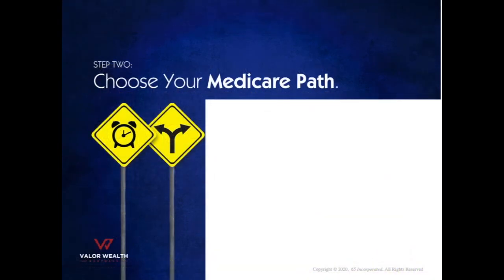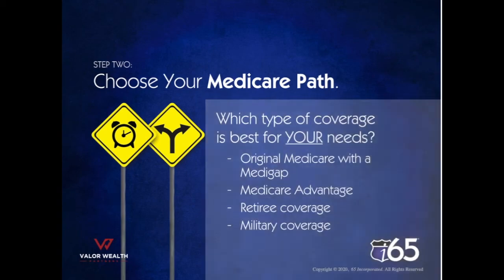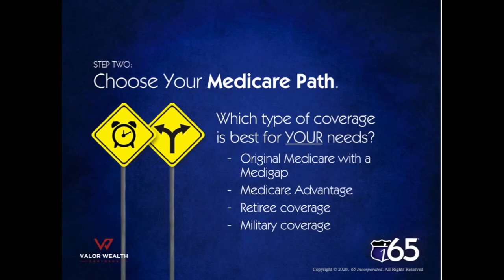Out of the 6 steps we've defined in the previous videos, Step 2 is choosing a Medicare path. Remember, by path, we're referring to the type of coverage that's best for your unique needs. For most people, this choice will be either Original Medicare with a Medigap policy or a Medicare Advantage plan. But you may also have retiree or military coverage. The important thing is to take a look at all of the options you have and choose what's best for you. Not your spouse, not your best friend, but you.